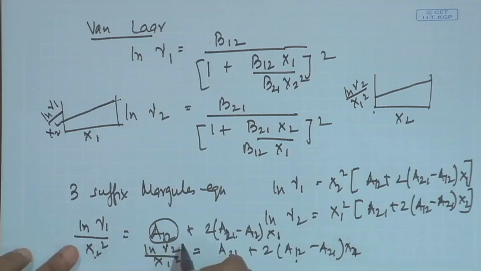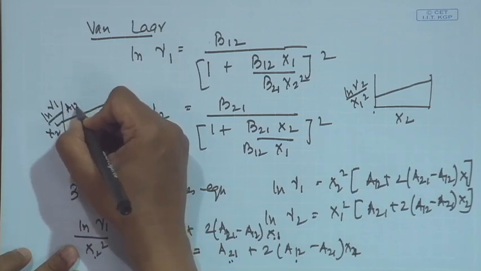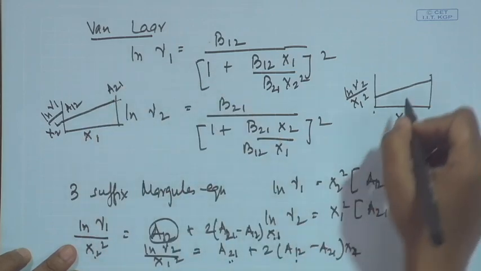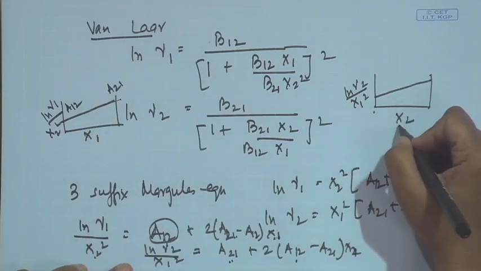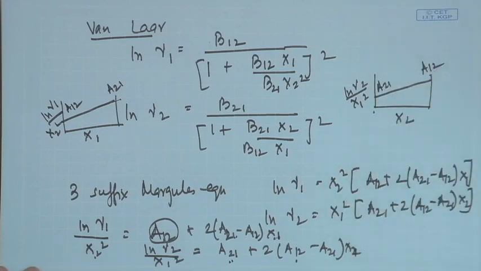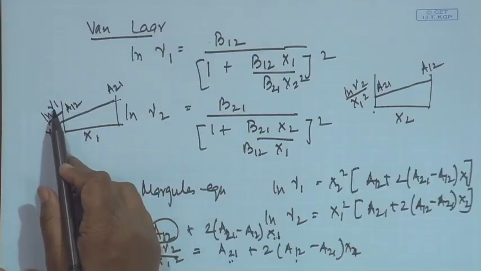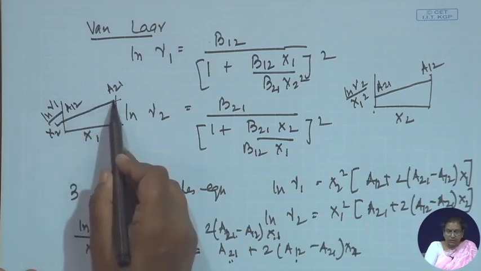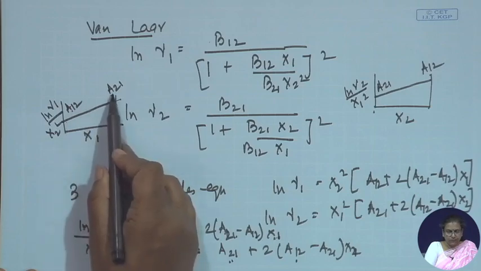So, in this particular case, what do I find? At x1 equals 0, my intercept is a12, and at x1 equals 1, my intercept is a21. In this case, at x2 equals 0, my intercept is a21, and here my intercept is a12. Agreed. So, if we have data at one particular temperature or pressure, x data and gamma versus x data, then we can very well plot a straight line. From the intercepts, we can find out a12, a21.